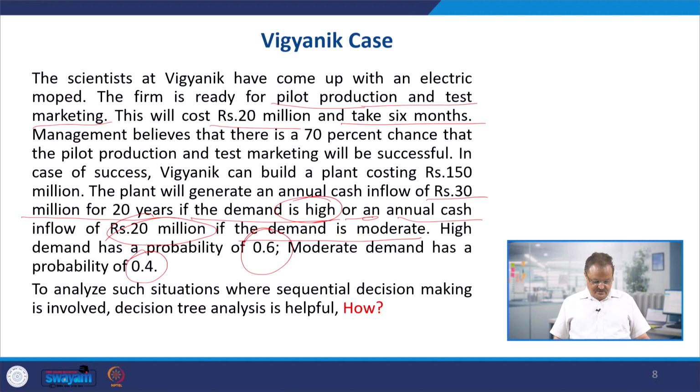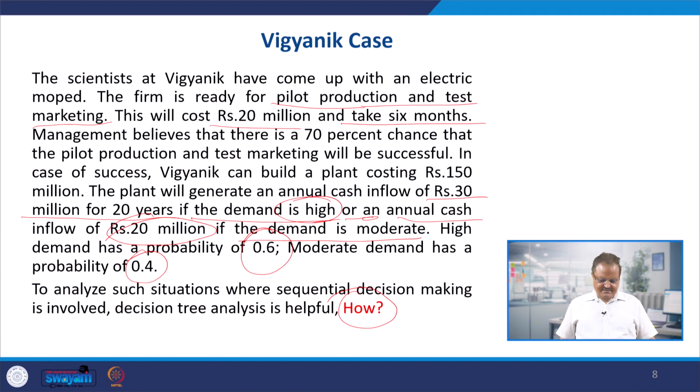To analyze such a situation where sequential decision making is involved, decision tree analysis is helpful, and we have to understand how the decision tree works and how it helps us in decision making. So you understand all the inputs given here, the total information available about this particular product. The product is the electric moped or small scooter they want to manufacture. They have already developed the product in this company.